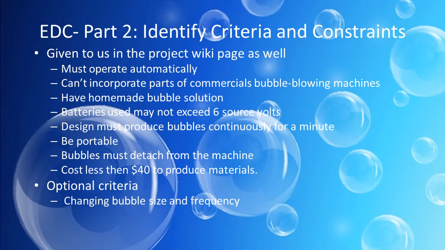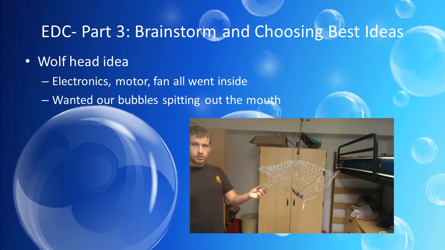It had to produce bubbles continuously for a minute straight. It had to be easy to transport. Bubbles had to detach from the machine, which is harder than it sounds. And everything had to cost the group less than $40 to produce, not including what you already had. Optionally, for bonus points, we could also change the bubble size and the bubble frequency. We had these in mind before entering Step 3.